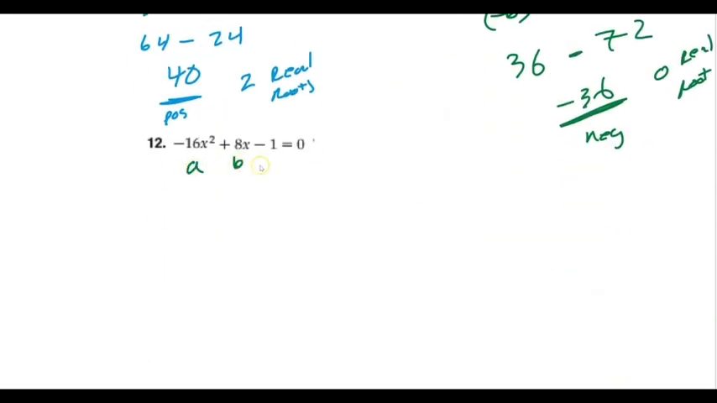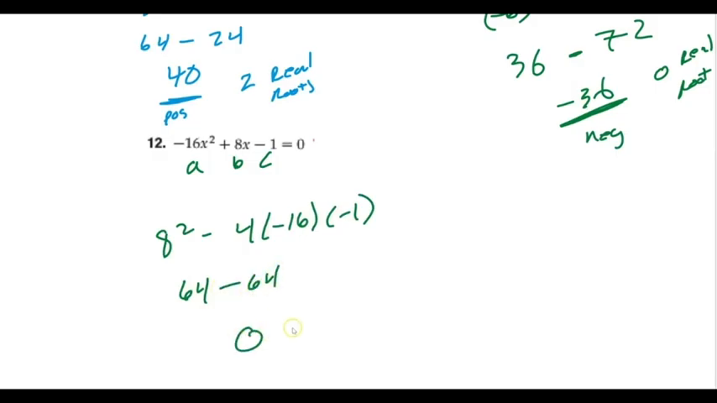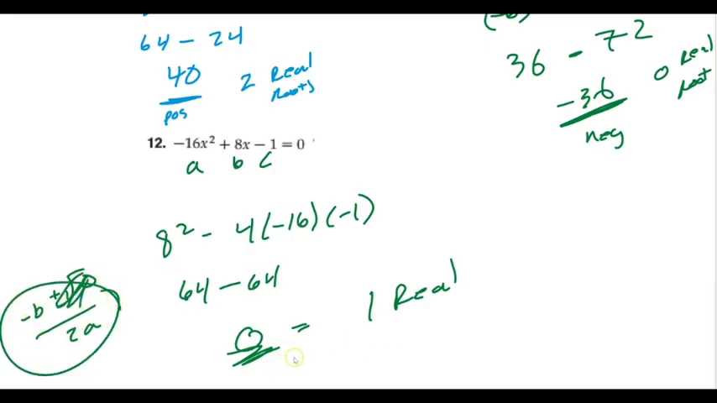Last one you probably could guess. This is a, b, c. 8 squared minus 4 times negative 16 times negative 1. I get 64 minus 64, which is 0, which means I have 1 real root. My answer is 0. That means if you're doing the formula, that's a 0. You're going to get 1 answer. 0 is 1 real root. Negative is 0 real roots. That's the only part that's a little tricky. But that's this lesson.